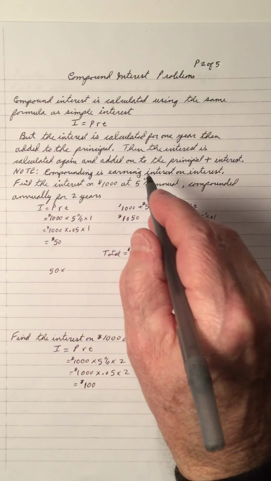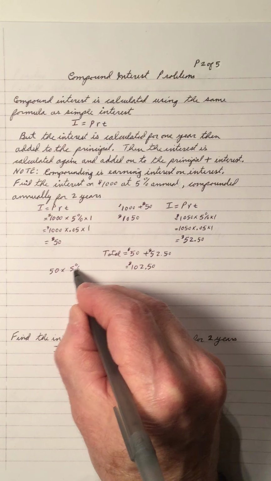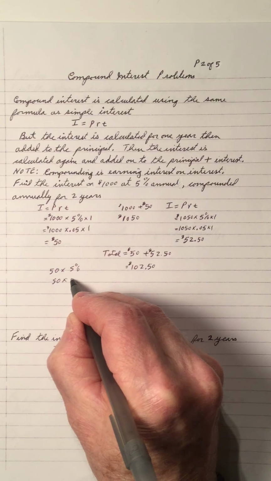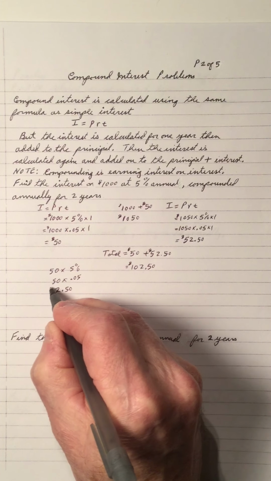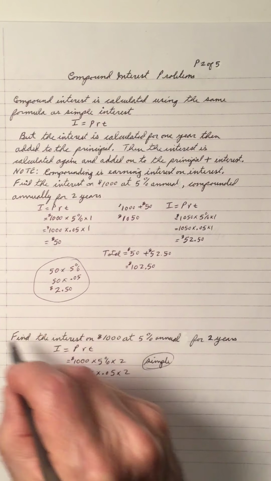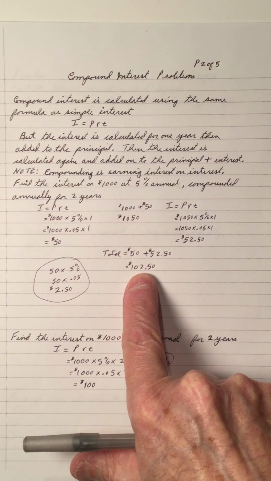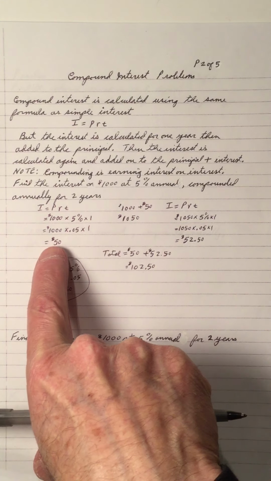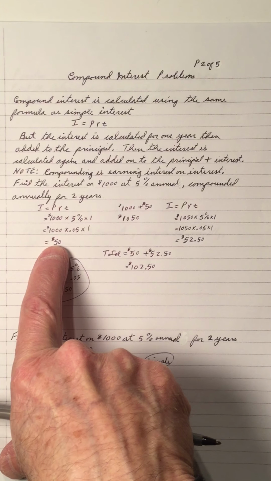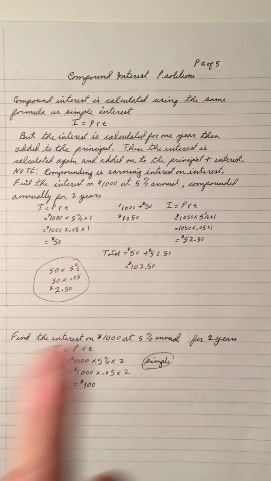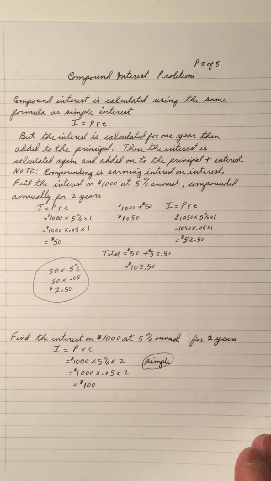So if you took the $50 and you took 5% of it, just notice that's decimal 0.05. When you multiply that out, you get 2.50. So that's the difference between simple interest and compound interest, the $2.50, because you're doing the 5% on the $50 that you had already, because you're doing interest on your interest. So that's the difference between compound interest and simple interest.